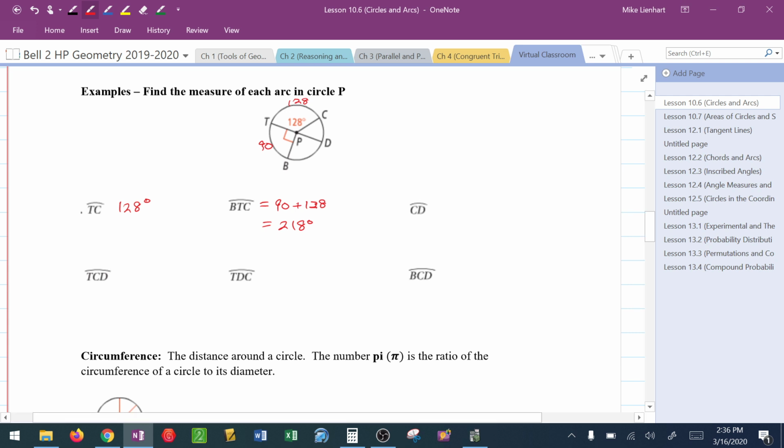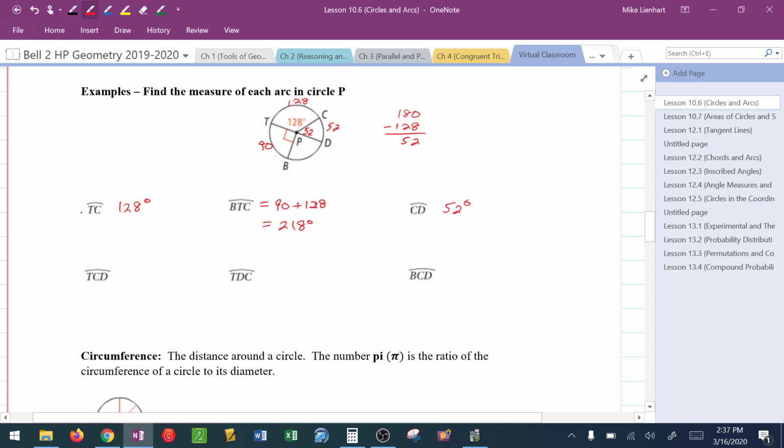All right. What about arc CD? Well, arc CD over here, I don't know its corresponding central angle. But one thing that I do know is that 128 and the angle right next to it have to be supplementary. So if I take 180 minus 128, I'm going to get 52 degrees. I know this angle in here is 52. If that angle is 52, its corresponding arc must also be 52 degrees.